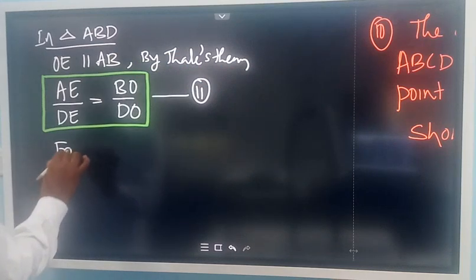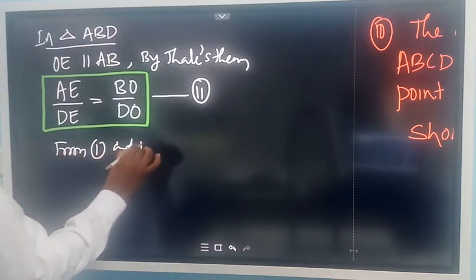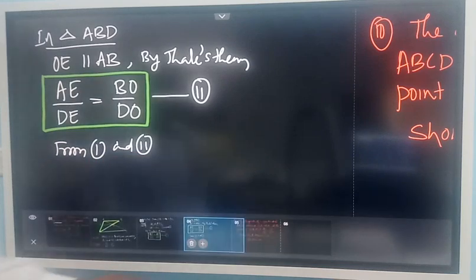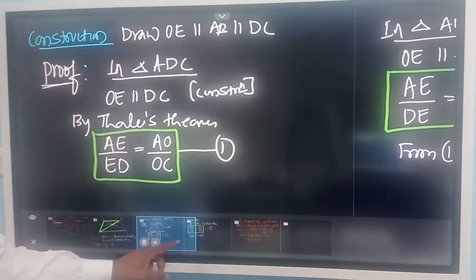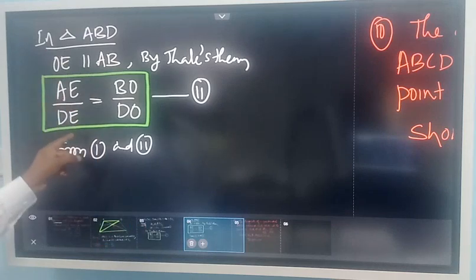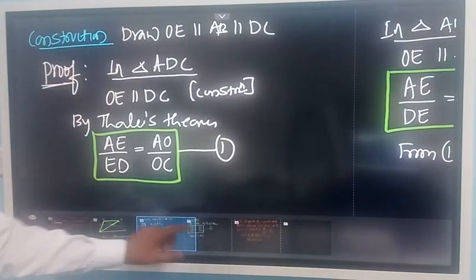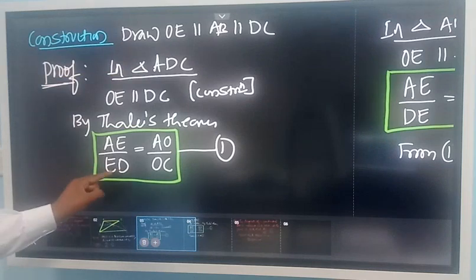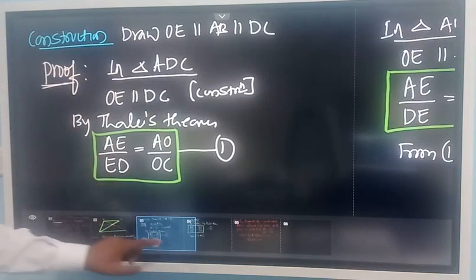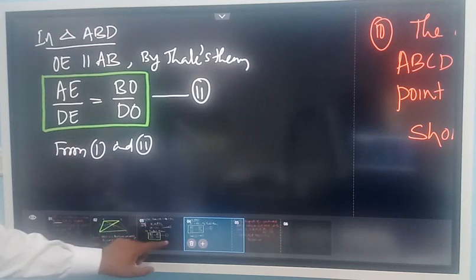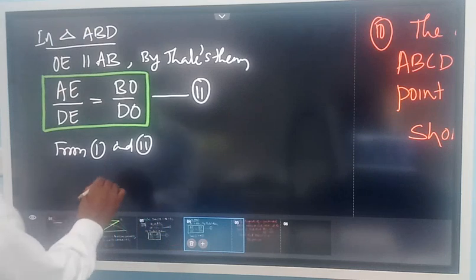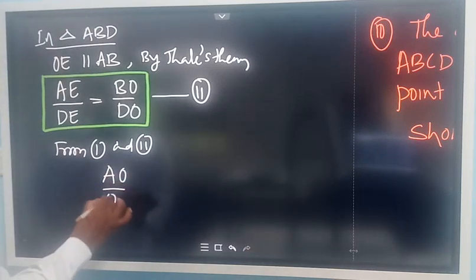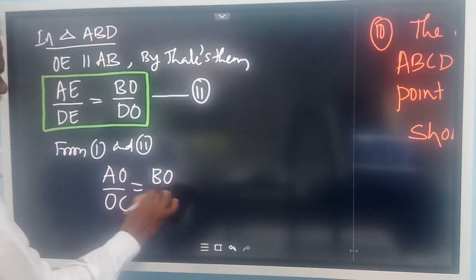Now from 1 and 2, compare equations 1 and 2. In 1, AE by DE is equal to AO by OC. In 2, also AE by DE. DE or ED both are same. Left hand sides are same, therefore right hand sides should be equal. So I can write AO by OC is equal to BO by DO.